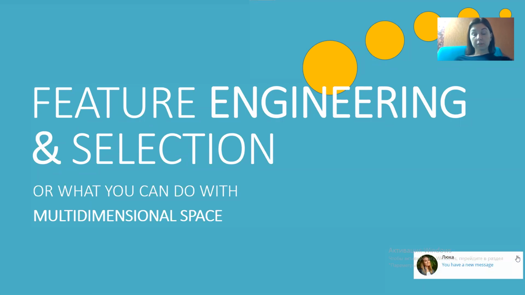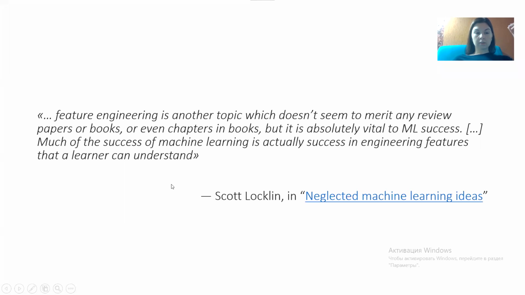So what is a feature? A feature is some meaningful characteristic of the object which we analyze. And feature engineering is another topic which doesn't seem to merit any review paper or books, or even chapters in books, but it's absolutely vital to machine learning success. Much of the success of machine learning is actually success in engineering features that a learner can understand.